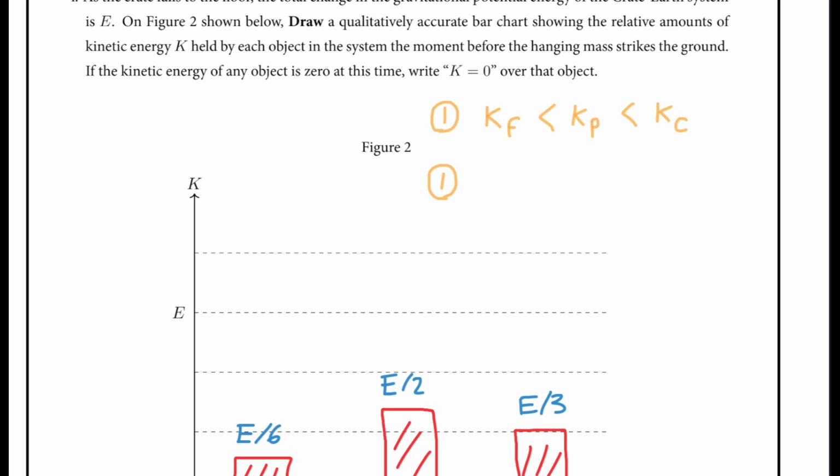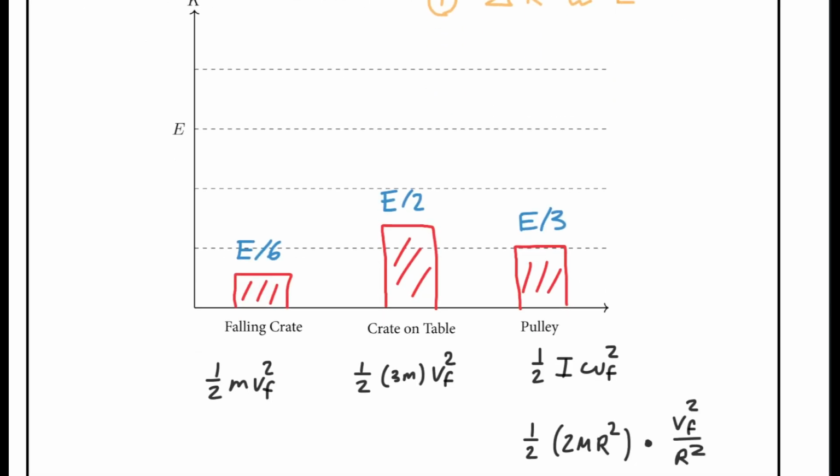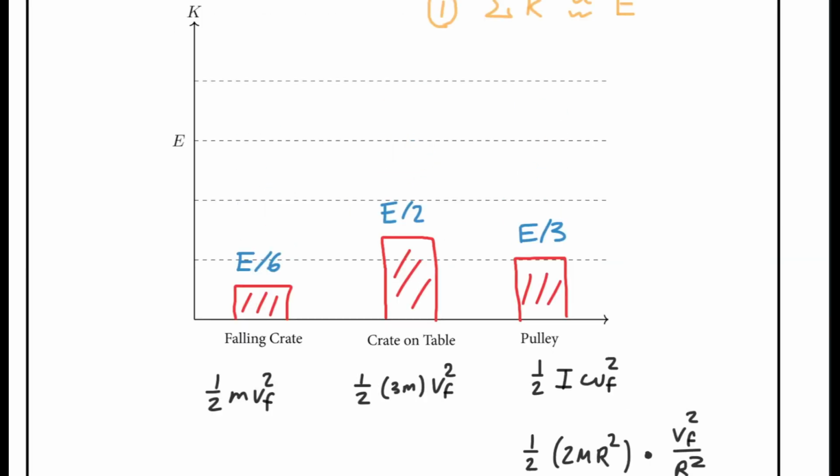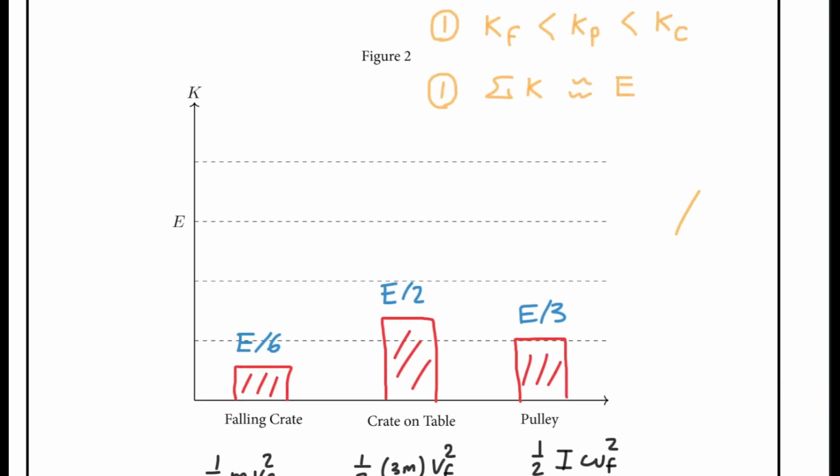Then you get a point for your sum of the kinetic energies to approximately equal the starting energy. So it looks like roughly all the bars work out to the initial. Because if your GPE went down by E, well, all of your kinetics combined have to equal that. Because it's all that gravitational potential energy that's split between the three objects. So there's your 2 points there. Now the rest of it is derivation points.